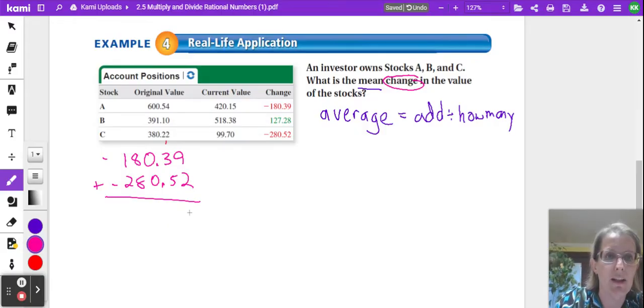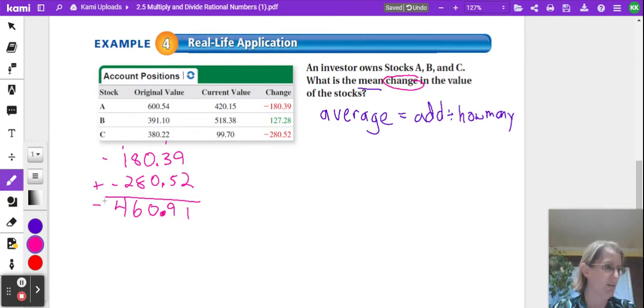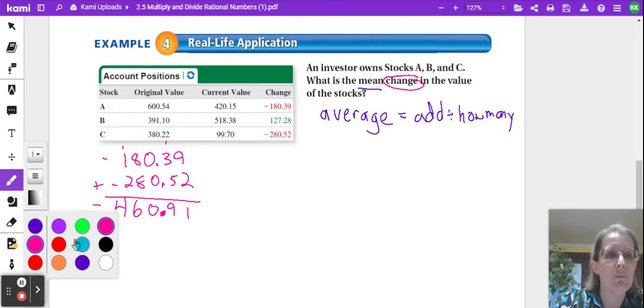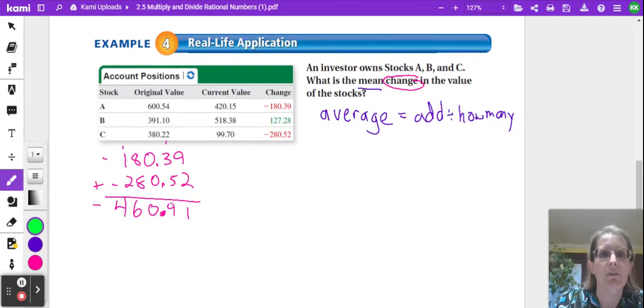So 9 plus 2 is 11. 5 plus 3 plus 1 is 9. 0, 8 plus 8 is 16, 2, 3, 4. So I get 46091, but I need to bring down the decimal. And remember, they're both negative, so I'll start with negative $460.91.